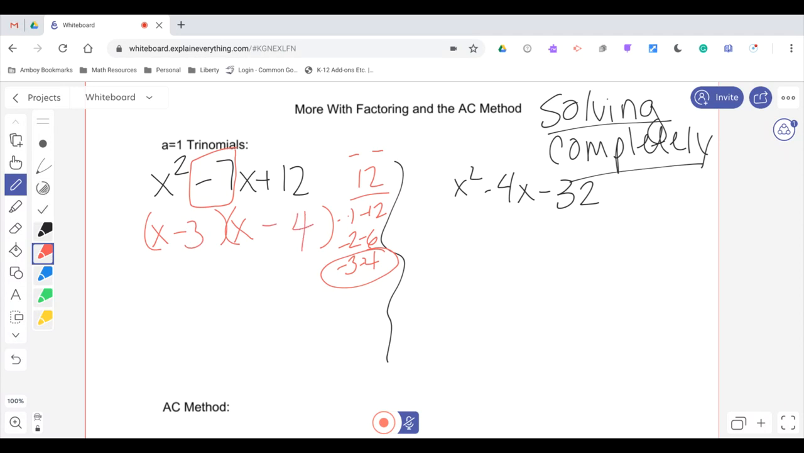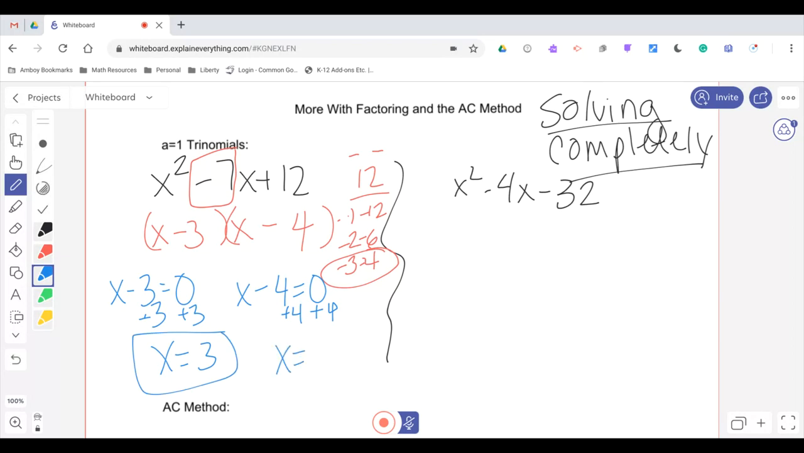And then remember, to solve completely, I would set both of those parentheses equal to 0. And then I would solve for x by adding 3 and adding 4. Now we get that x equals 3 and x equals 4. And I can do that again over here.